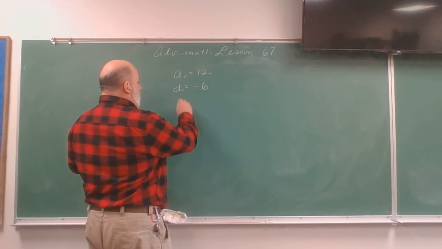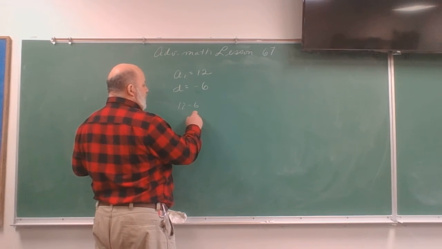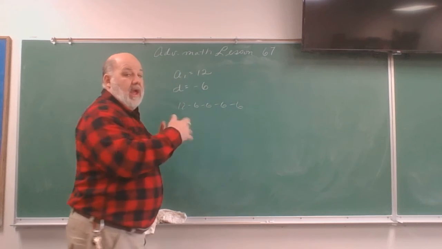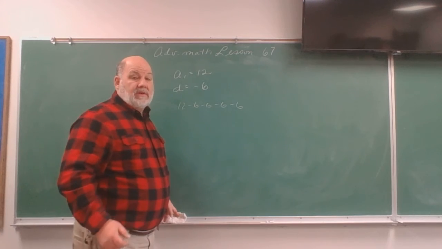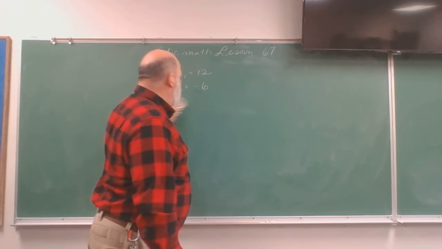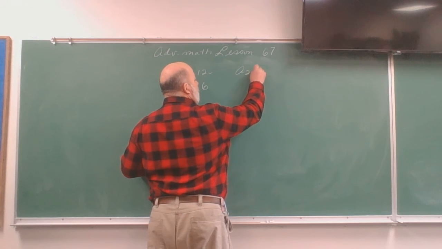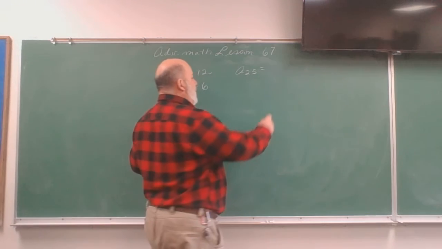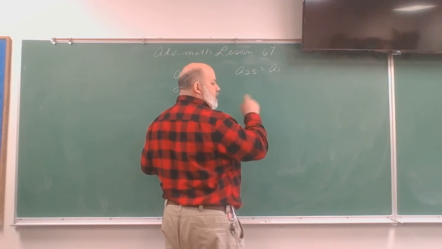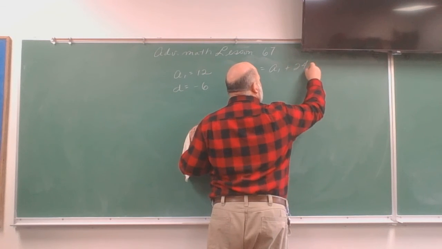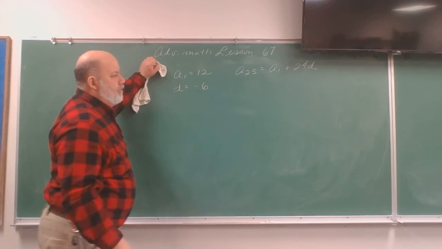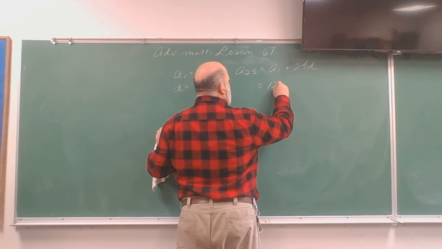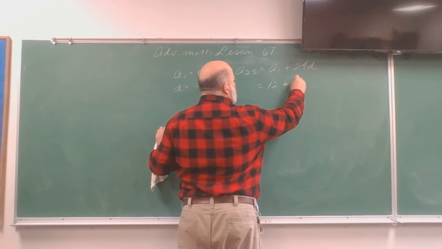Now you can sit here and go 12 minus 6. That's 6. Minus 6 is 0. Minus 6 is negative 6. Minus 6 is negative 12. And do it 25 times. But that gets a bit tedious. We just learned that if I'm looking for the 25th term and write it down, a sub 25, it will be my first term, write down the formula, plus 24d.